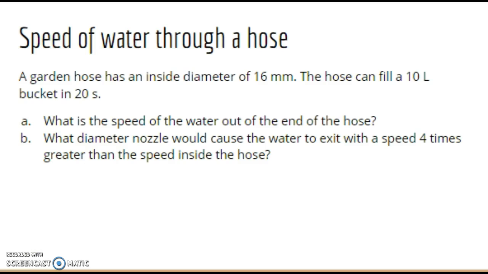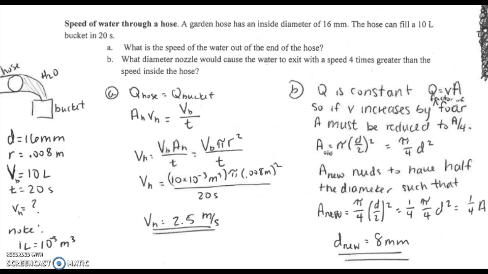Right. So I have here my work for this problem. If you look on the left, in the top left, I have my diagram. So we have a hose, and it's shooting out water that fills a bucket. Not very exciting in my diagram. I also listed what we know. So we know the diameter is 16 millimeters, which is the same thing as saying our radius is 0.008 meters. So notice I am converting to SI units.